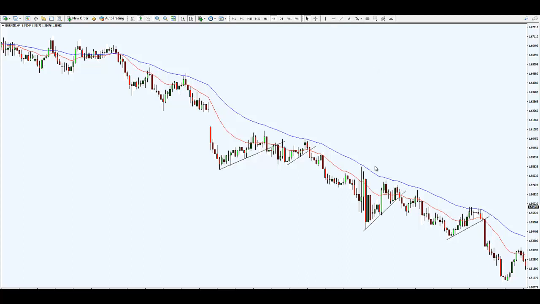So I hope you get my point, right? I'm just trying to illustrate to you the different ways that you can consider entering on a pullback, but don't be misled into thinking that this is a very high win rate strategy, right? It's definitely not the truth, and it's something that you have to be prepared for. You have to be prepared for losses, no matter what approach you use.